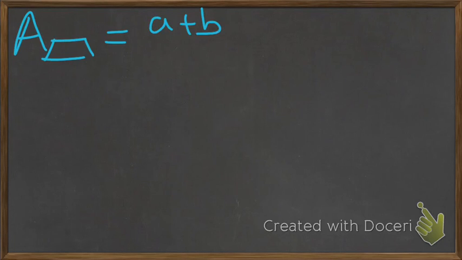We've done composite shapes already. We've done circumference. What else have we done? What can we do? Area of a trapezoid. Do we remember the formula for area of a trapezoid? Yes. Area equals A plus B divided by 2 times height.